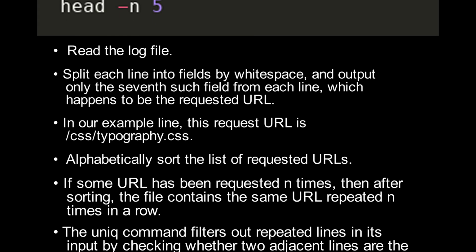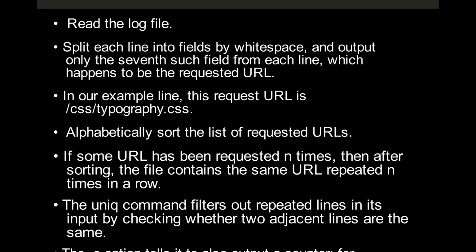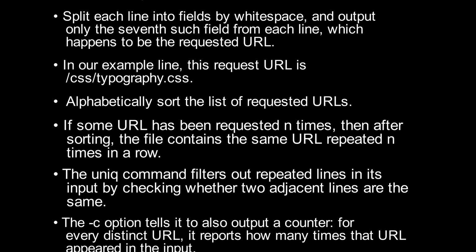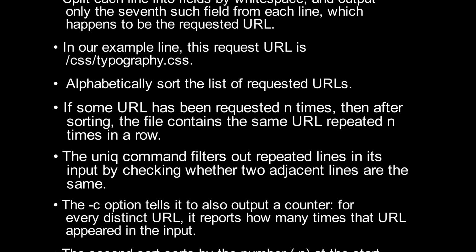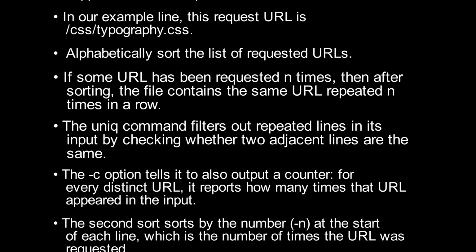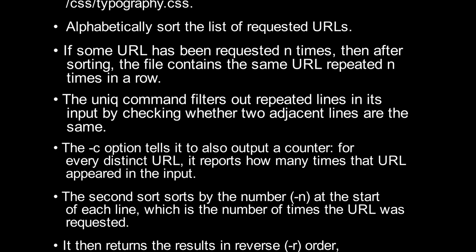If some URL has been requested n times, then after sorting, the file contains the same URL repeated n times in a row. The uniq command filters out repeated lines in its input by checking whether 2 adjacent lines are the same. The -c option tells it to also output a counter. For every distinct URL, it reports how many times that URL appeared in the input.